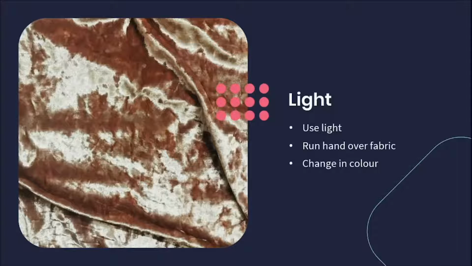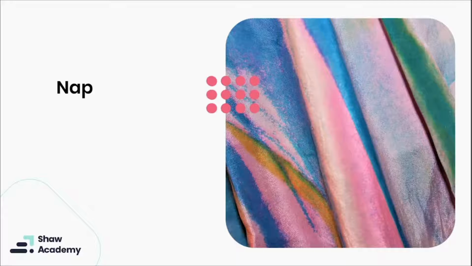The lighter color you observed indicates that you ran your hand in the direction of the nap. Also, as we know, this is the downward direction. The darker color then is when you ran your hand against the direction, the upward direction of the nap. If there is no difference in light based on the direction you ran your hand, then the fabric does not have nap.